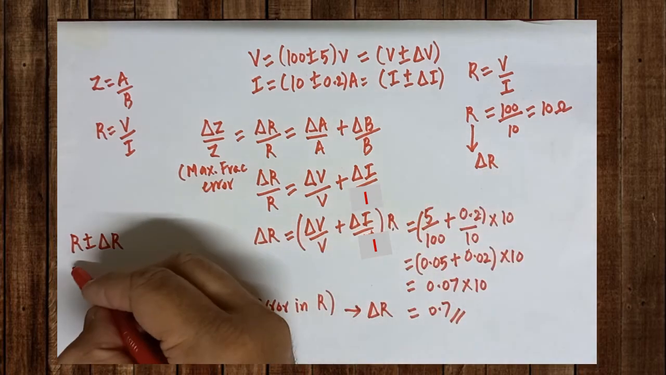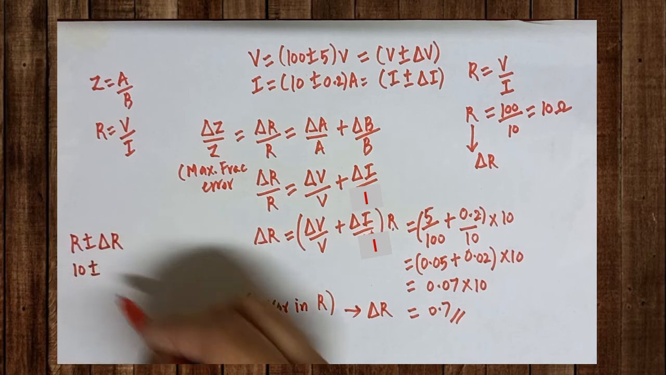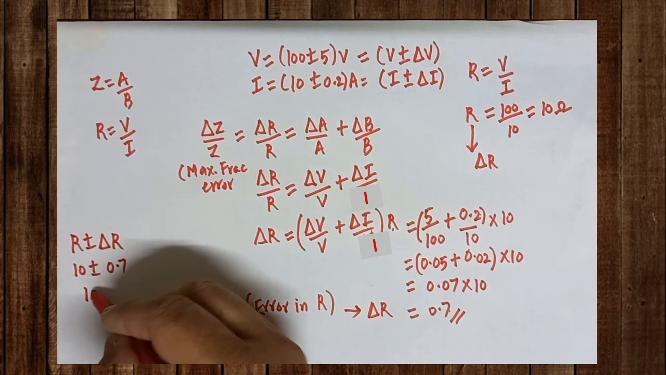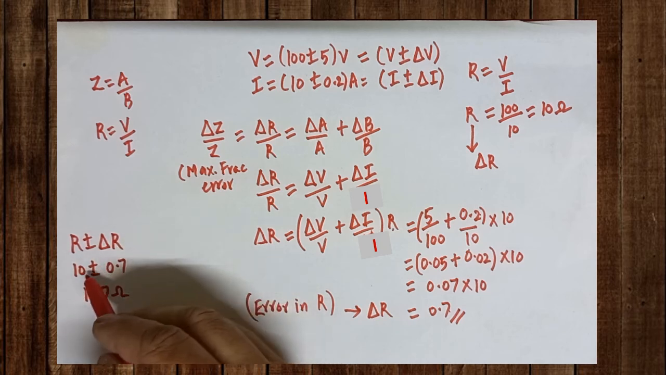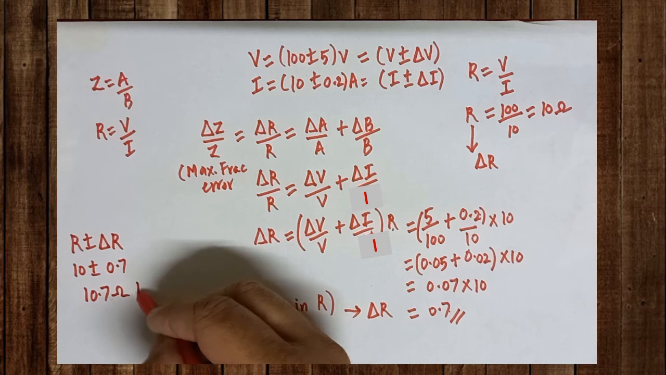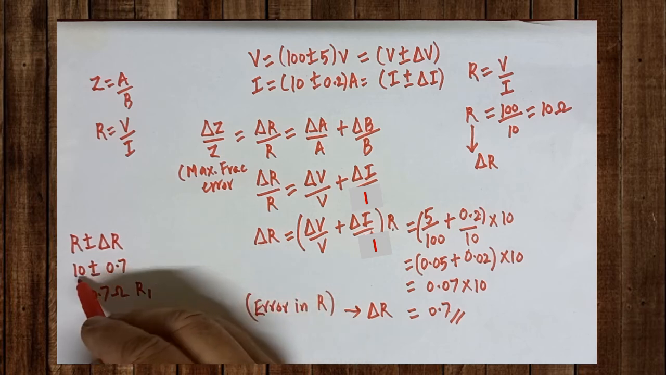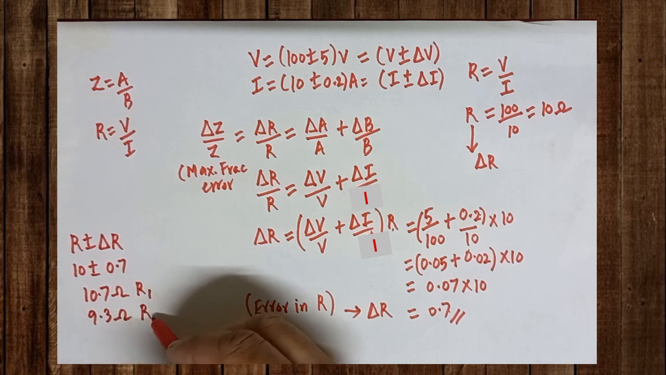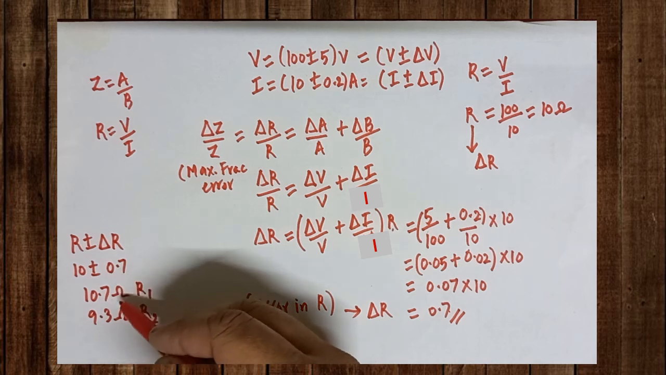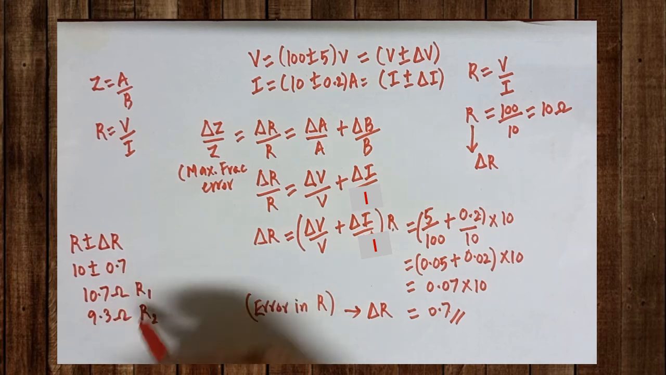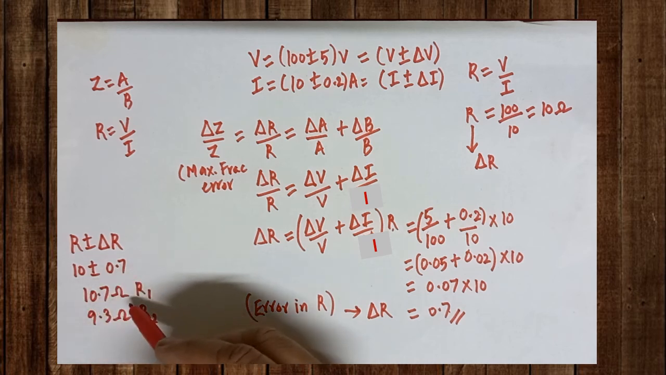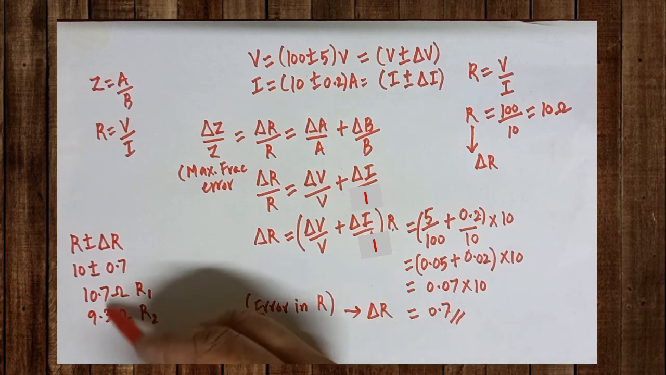What is the value of R? 10 plus or minus this error value must be written. The meaning is, while measuring the resistance, the final answer would be either 10.7 ohm, add this 10 plus 0.7, 10.7 ohm. This is one of the possible values. Subtract 10 minus 0.7, what will you get? 9.3 ohm. Another possible value. So the answer may be 10.7 ohm, or one more answer is also possible, that is 9.3 ohm. So because of the error 0.7, you are getting two possible answers.